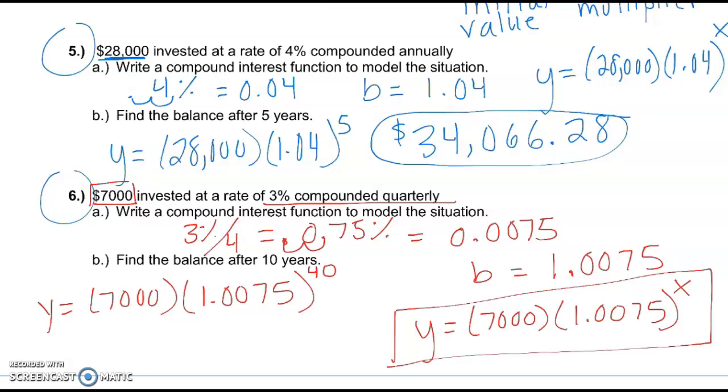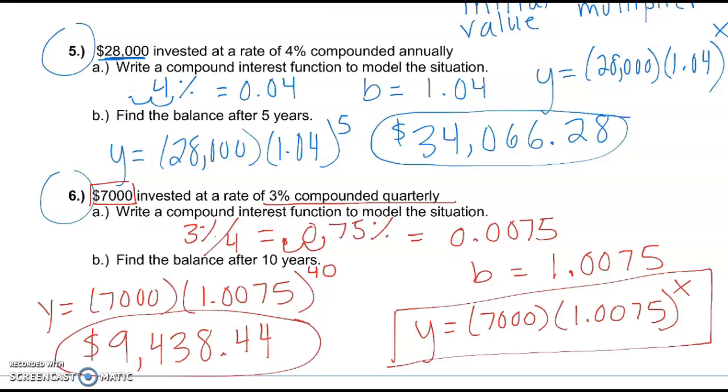Okay, so I'm going to take this and put it in my calculator. Again, you have to do the exponents first. So you're going to take your 1.0075, raise it to the 40th power, and then take that answer and multiply it by $7,000. All right, and then we end up getting $9,438, and remember we want to make sure we round to the hundredths here, 44 cents.